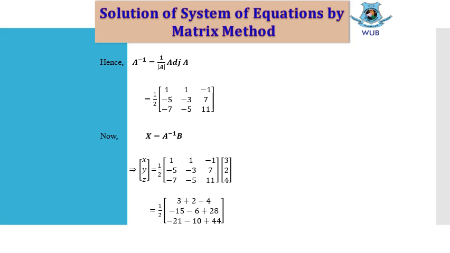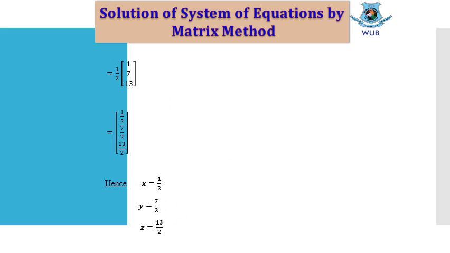That means a to the power minus 1 dot b, and we can find out the value of x. We just simplify each row and column, and we get this one, from where we can say that x equals half, y equals 7 by 2, and z equals 13 by 2. This is our desired result, and this is the way by which we can solve some equations by using the matrix method.